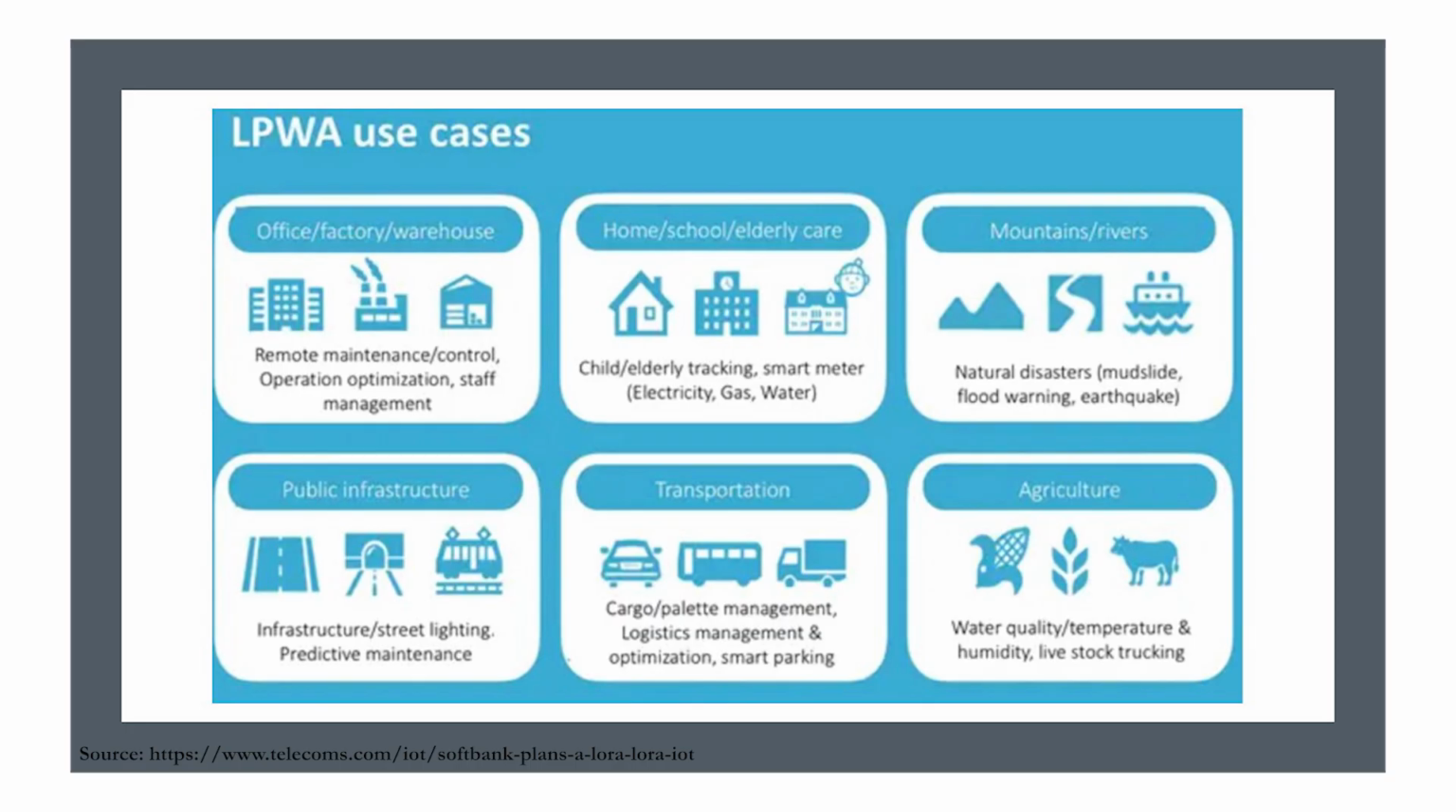You may use them in the office, factory or warehouse context to carry out remote maintenance or control. You can carry out optimization of your operations, and you can manage your staff. You can also use this to carry out elderly care in the home and also in schools, for tracking children, for tracking elderly people, maybe your grandparents, or your parents if they are old. Tracking them uses these low power wide area networks. Also for smart meters, for electricity, gas and water, you can use these networks.